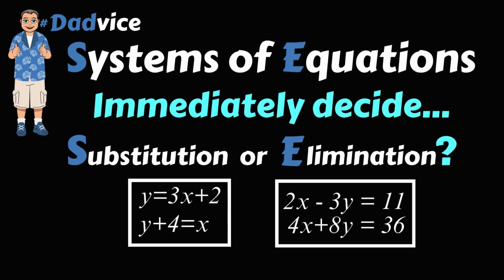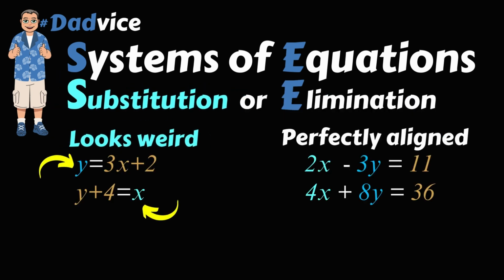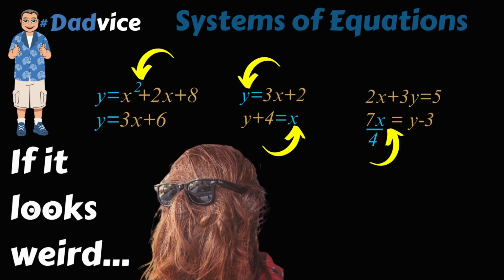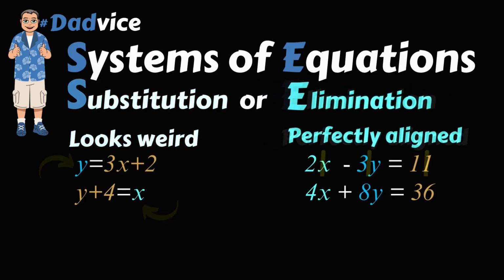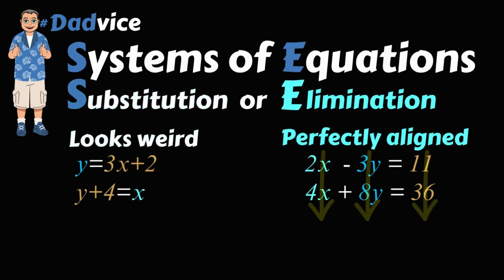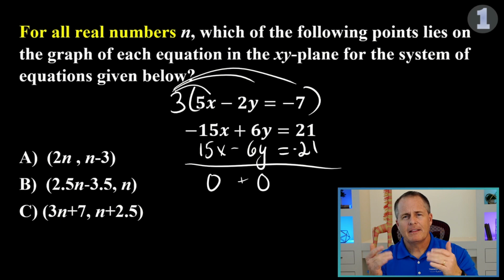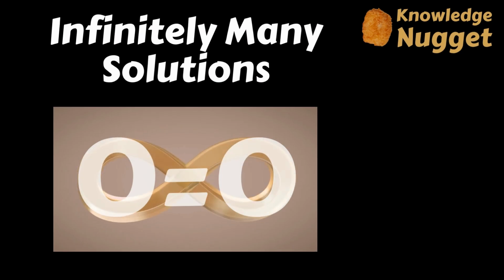Whenever you see a system of equations, decide immediately should you do elimination method or substitution method. Weird problems are substitution, and if it doesn't look weird, it's elimination. In our problem, everything canceled out. Whenever you get 0 equals 0, there are infinitely many solutions.